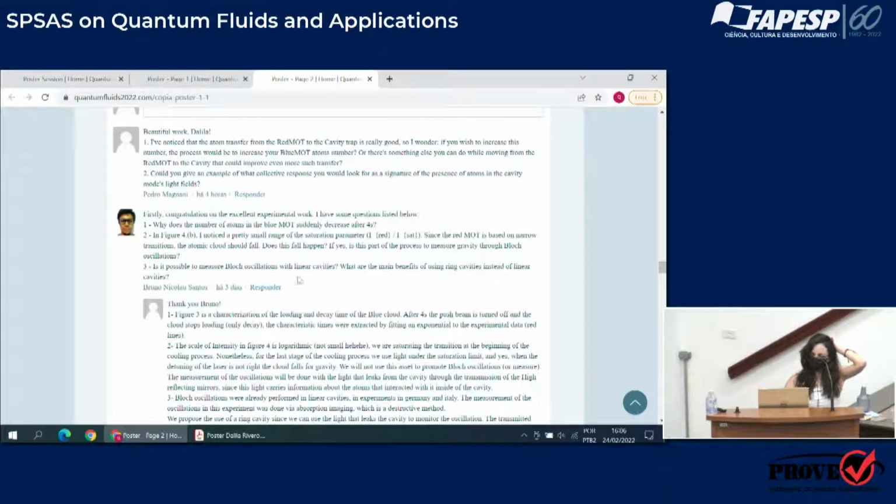Then in figure 4, I notice a pretty small range of the saturation parameter. Since the red mode is based on a narrow transition, the atomic cloud should fall. Does this happen? If yes, is this part of the process to measure gravity through Bloch oscillations?